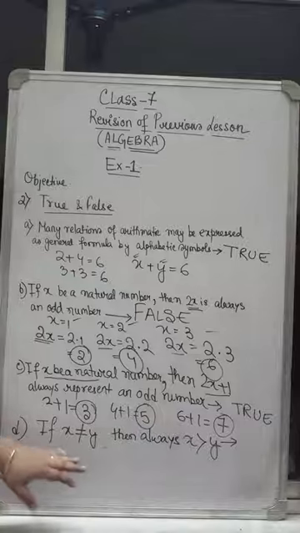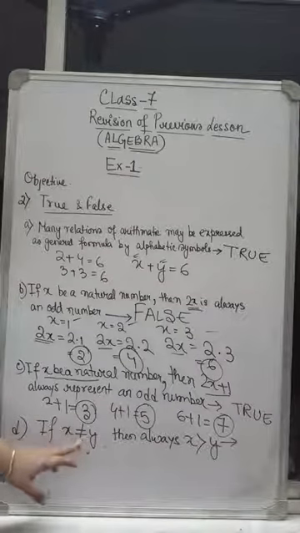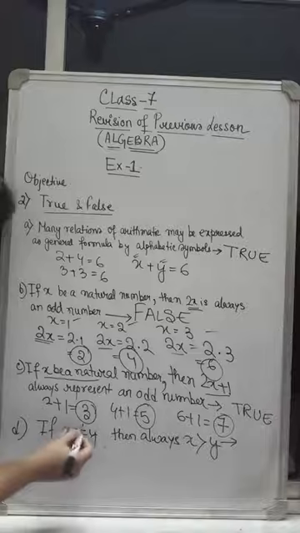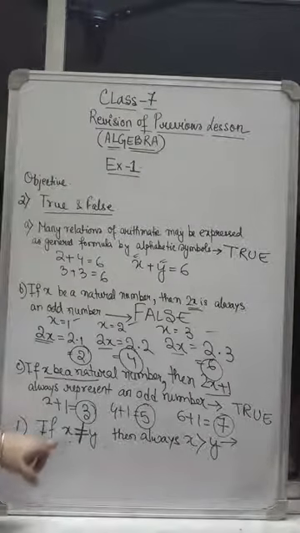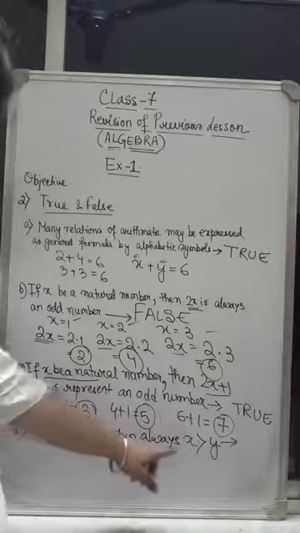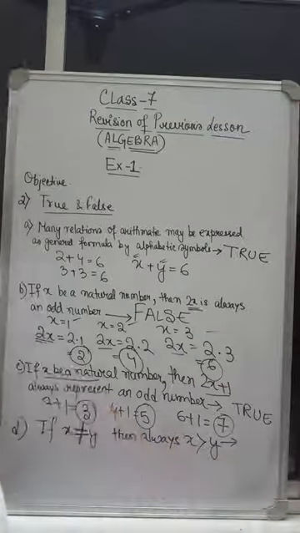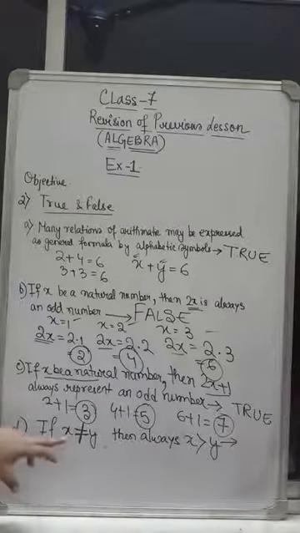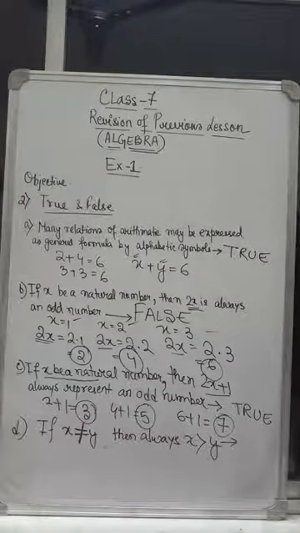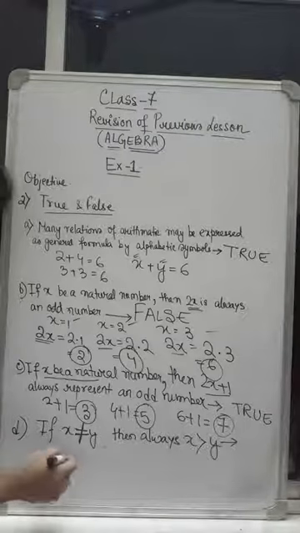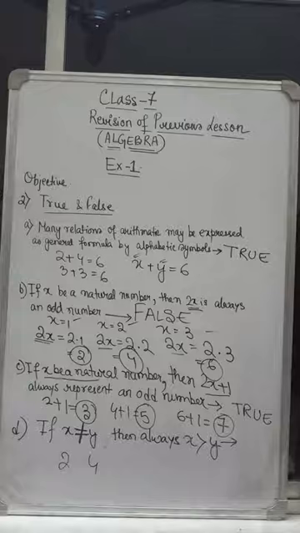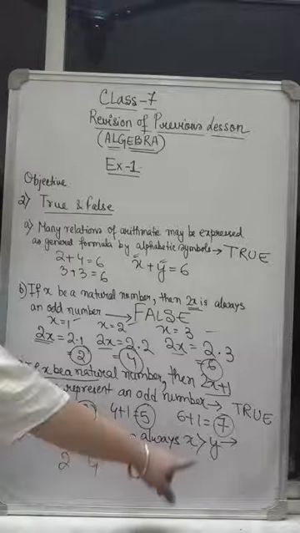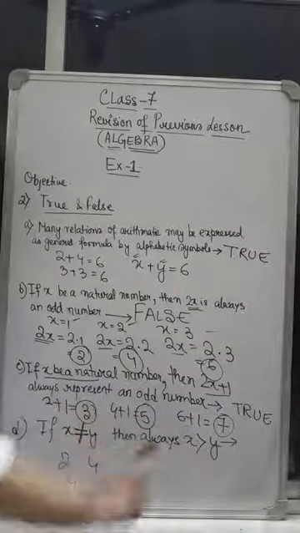The last question: if x is not equal to y, with an equal to sign with a cancellation sign on top, it means not equal to. Then always x is greater than y. So they are asking that if x is not equal to y, that means x is a number, 2, and y is some other number, suppose 4. So if they are not equal, then will it be the result that x will always be greater than y?